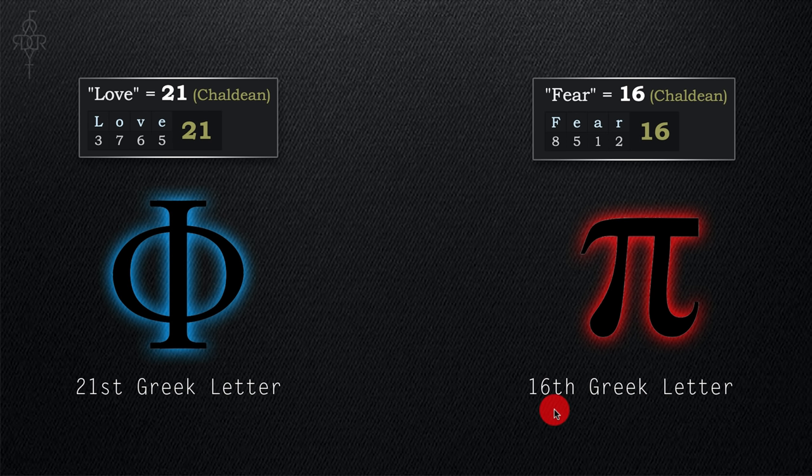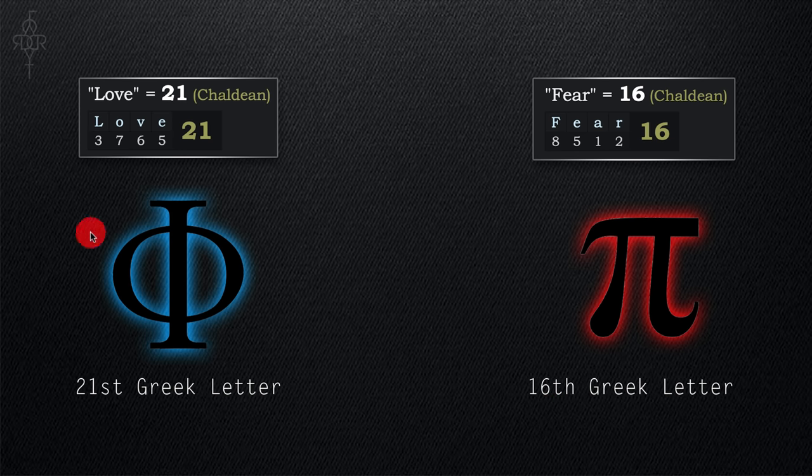And this is what the architect has. This is what the architect creates from, as above, so below. That's why it says make man in our image. That's right, because the image is us. We're the simulation, the image. And love and fear is 21 and 16.